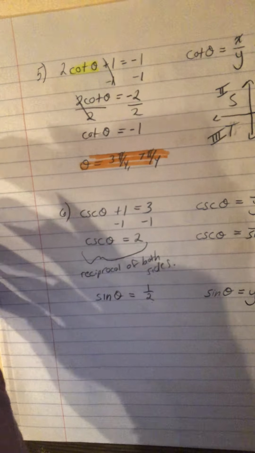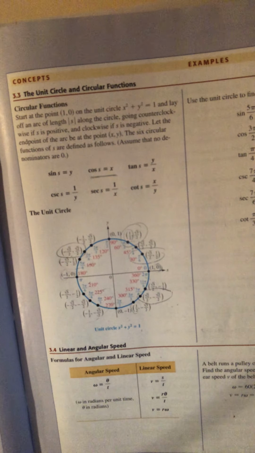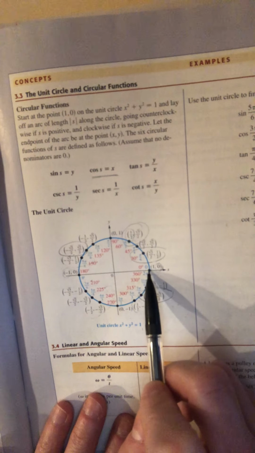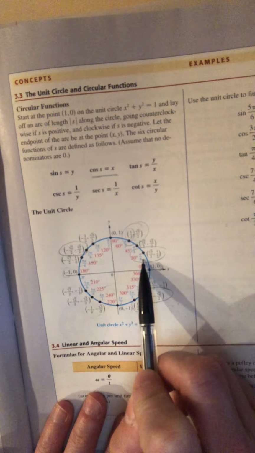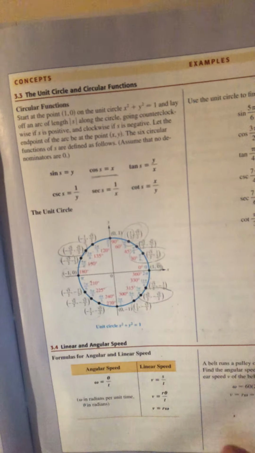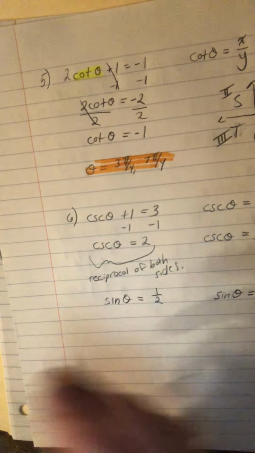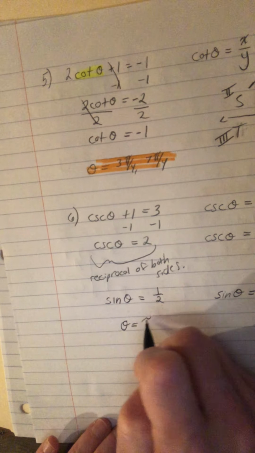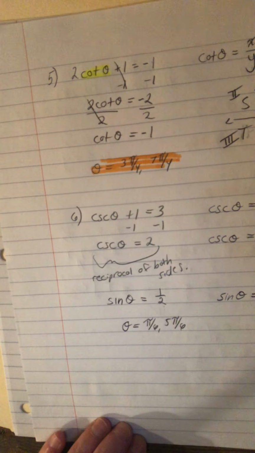So again, I'm going to go to my unit circle, and I'm going to say, when is y 1/2 on the interval between 0 and 2 pi? So I'm looking for 1 revolution. So when is y 1/2? Well, it's 1/2 here at pi over 6, and it's 1/2 here at 5 pi over 6. So those would be my 2 answers. So theta is equivalent to pi over 6 and 5 pi over 6.